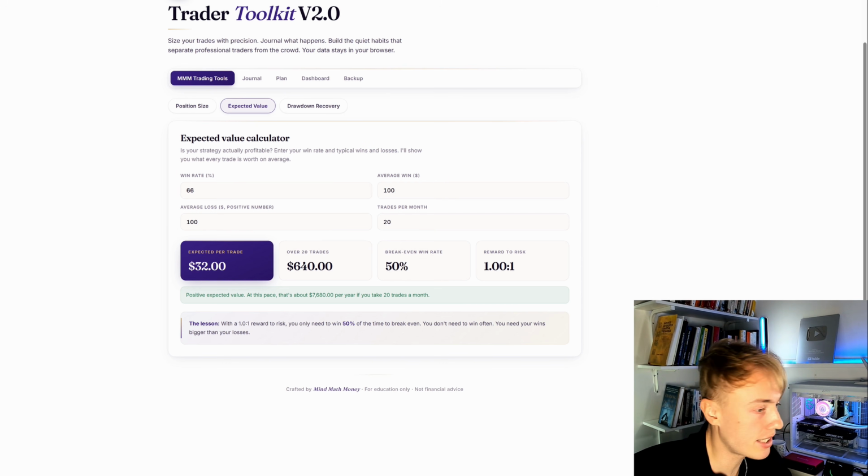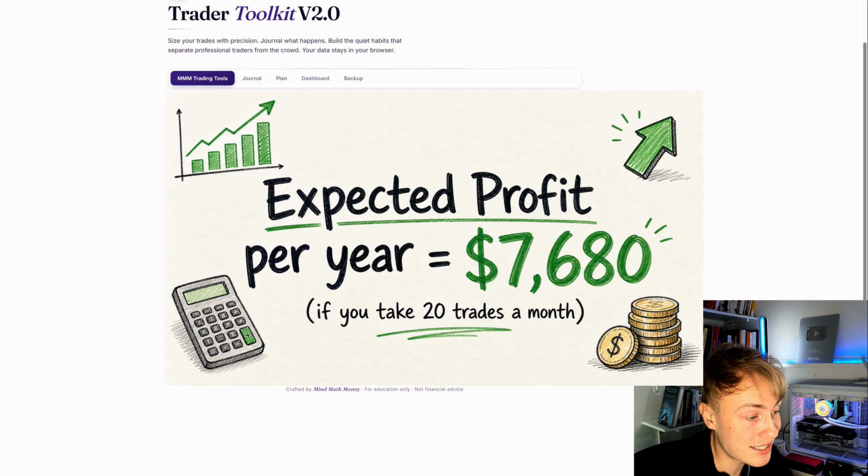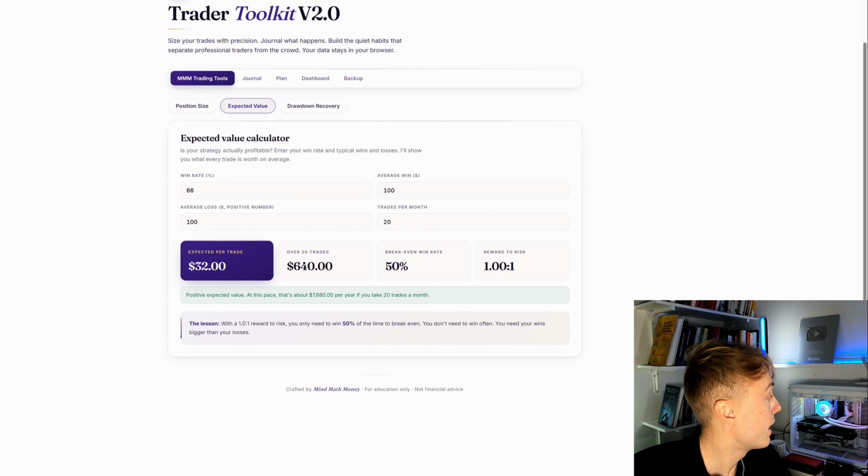And you can see here in this calculator, how much you are expected to earn over 20 trades. So here you expect to earn $640 over 20 trades. And you can also see that at this pace, that's about $7,680 per year if you take 20 trades per month. And you can see that these numbers will get even better if you, for example, have a larger average win.